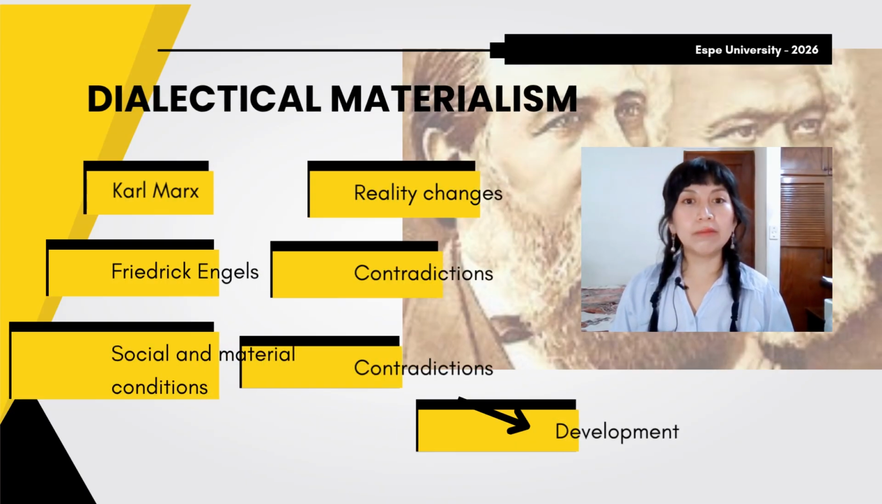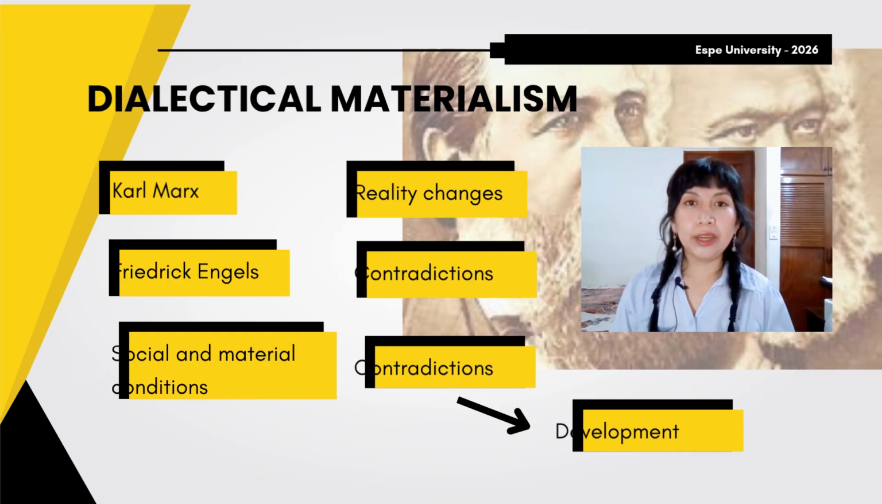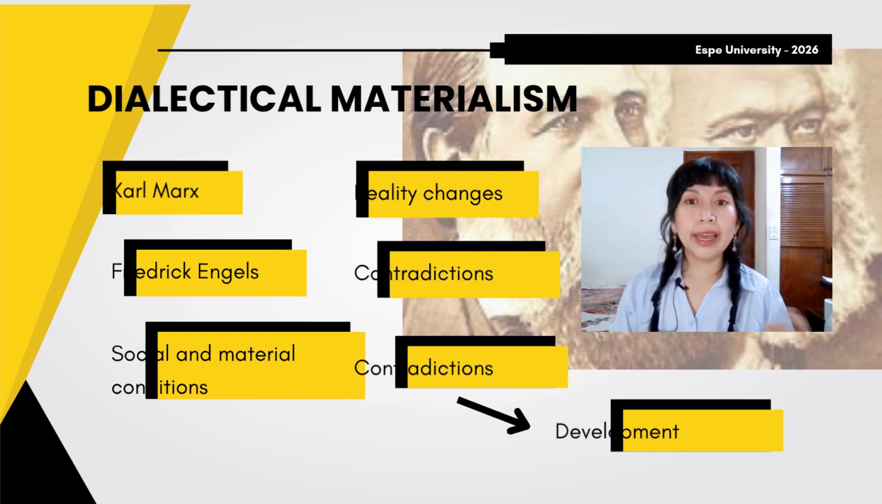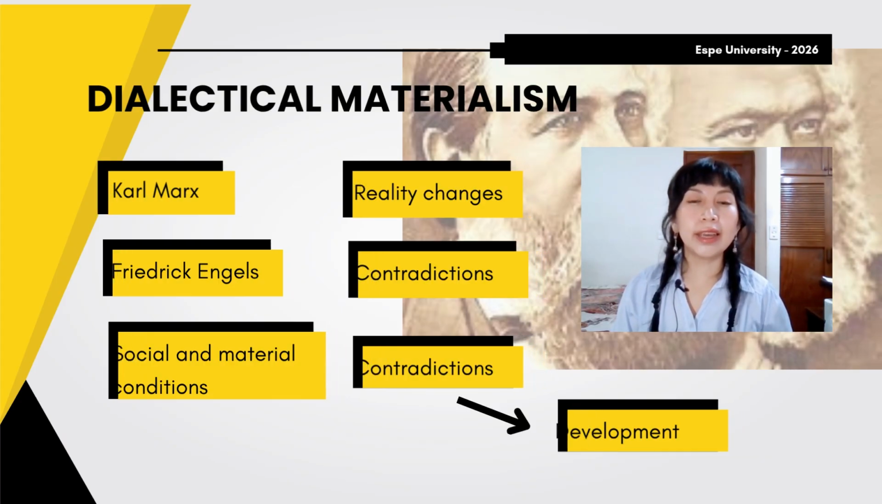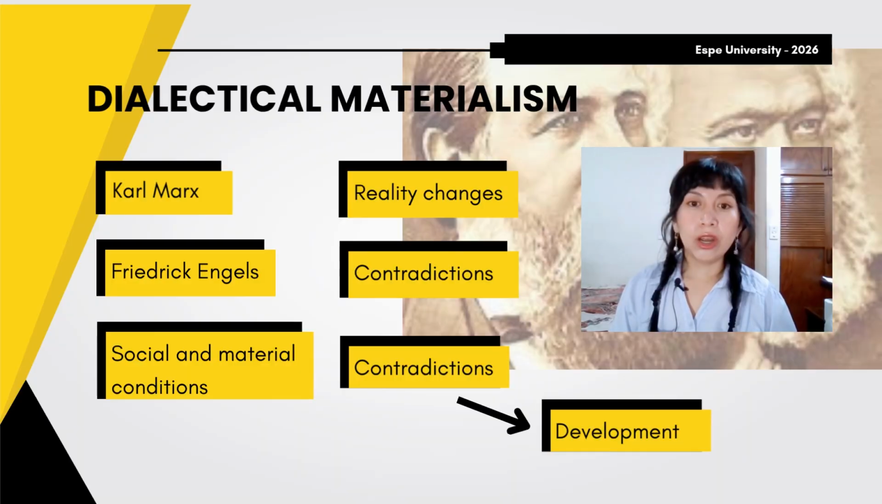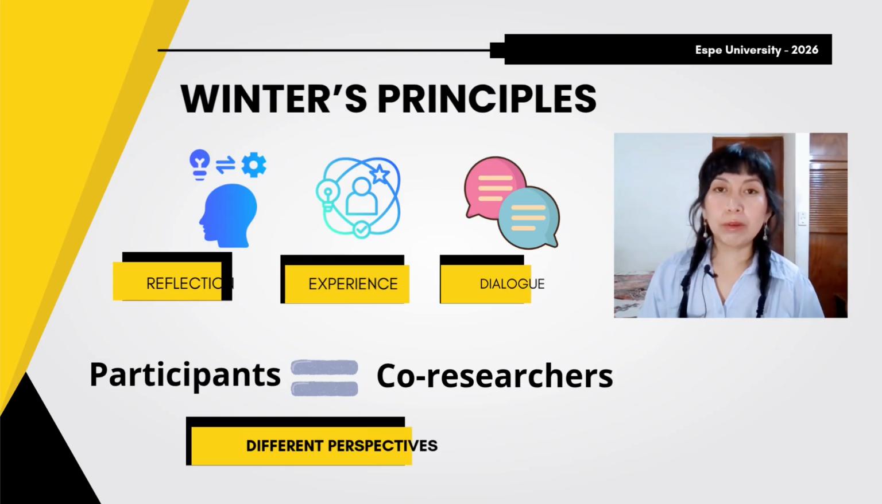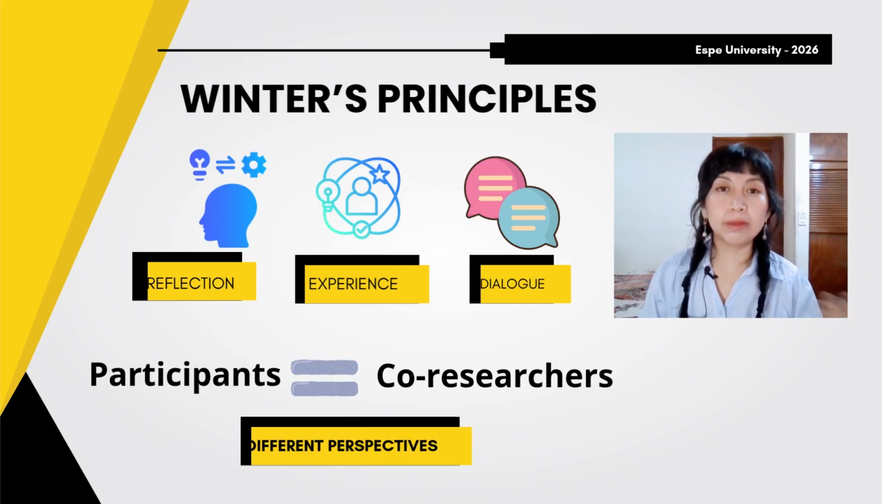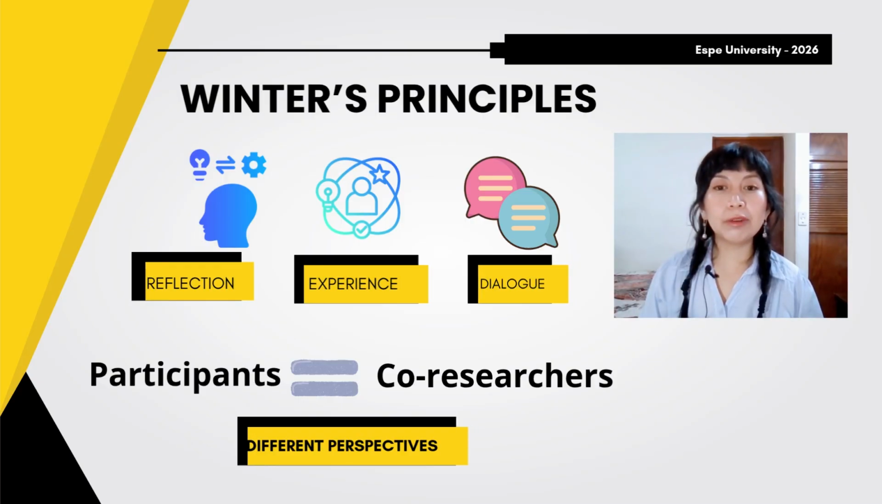Next, dialectical materialism, based on Karl Marx and Friedrich Engels, explains that reality and education are influenced by social and material conditions. It also says that reality is always changing through contradictions. Finally, Winter's principles emphasize reflection, experience, and dialogue. Participants are co-researchers and different perspectives are important. These principles connect theory and practice and support change.